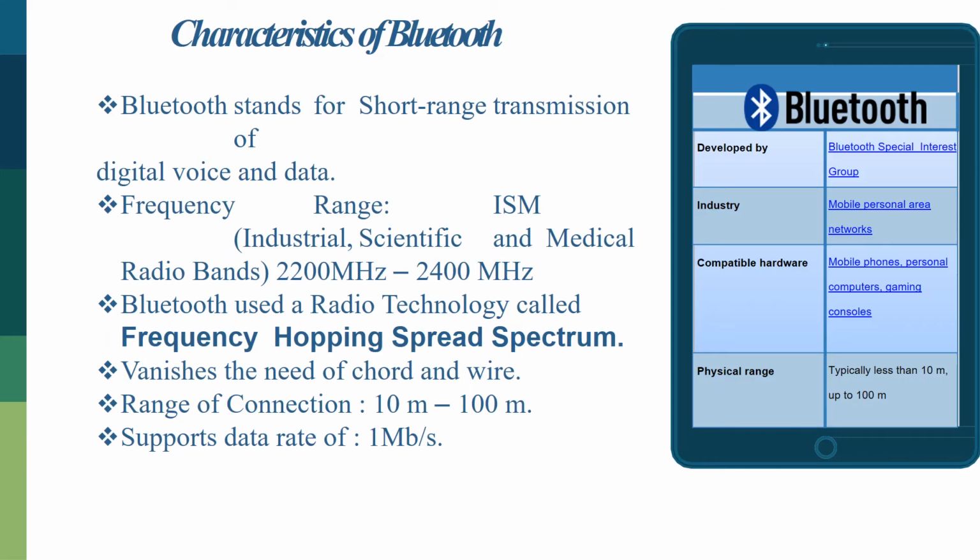Coming on to the characteristics of Bluetooth, as I already told you, it is especially used for short range transmission of digital voice and data. The frequency range is the ISM band, which works on 2200 megahertz to 2400 megahertz. Bluetooth basically uses a radio technology called FHSS, that is frequency hopping spread spectrum.